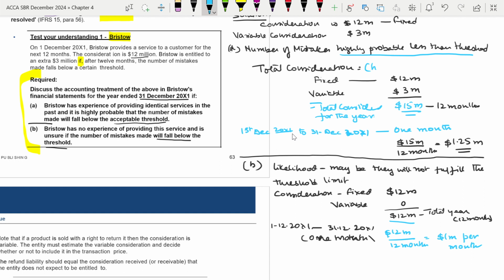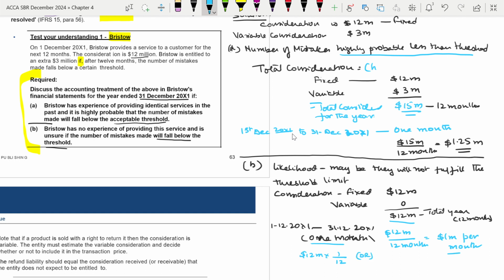We have to calculate the consideration for how much? We have to calculate the consideration only for 1 month, starting from 1st December till 31st December. 12 million is the total year, divided by 12. You can do it like this also, 12 million into 1 by 12. Both are the same.